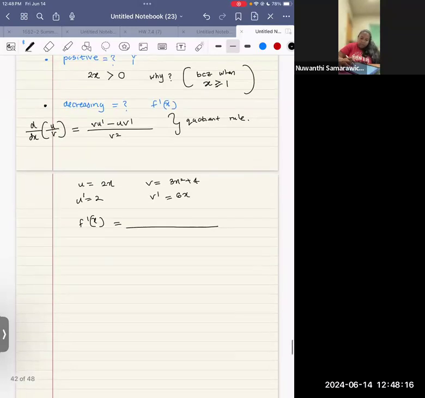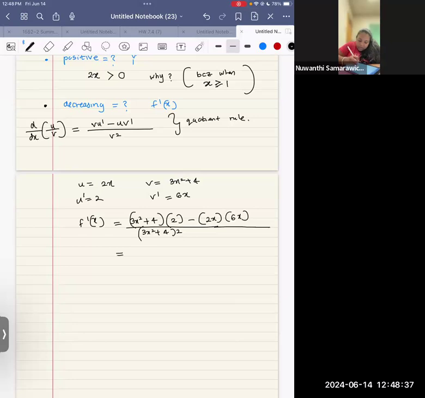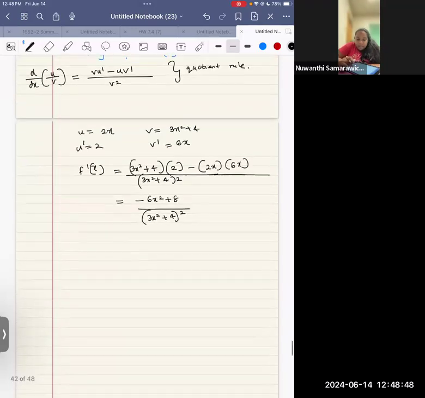I will quickly write. So v squared is (3x squared plus 4) squared. The numerator is (3x squared plus 4) times 2, minus 2x times 6x. You will get 6 and so on. So for the first derivative, you will get something like this.